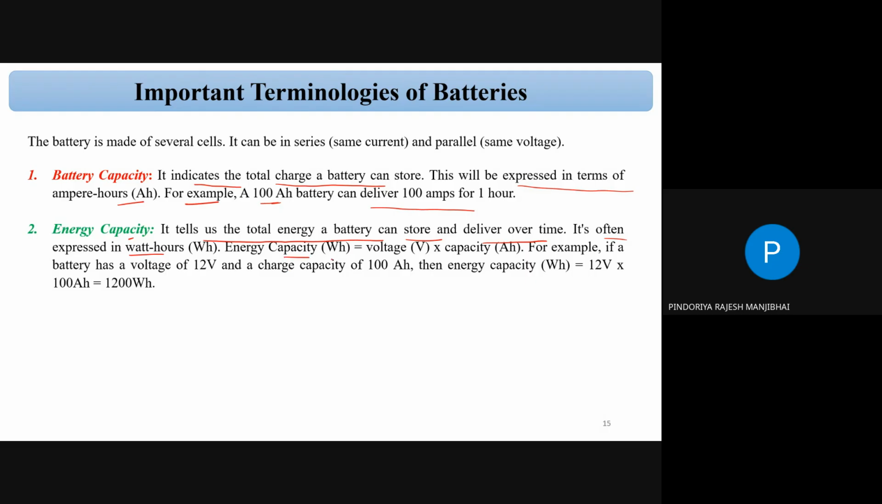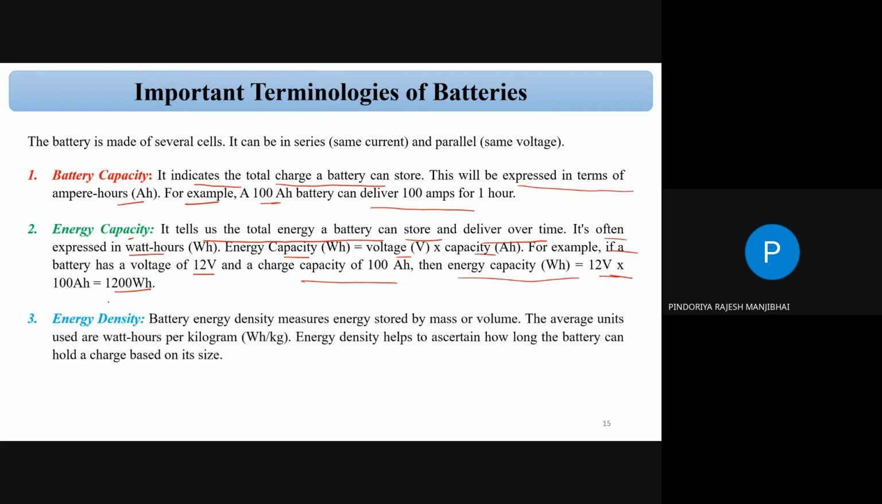Energy capacity in watt hours is equal to voltage into capacity. Capacity is in ampere hours. For example, if a battery has a voltage of 12 volt and a charge capacity of 100 ampere hours, then energy capacity is 12 into 100, that is 1200 watt hours, correct? So we can connect any load and take 1200 watt hours, that is the energy capacity.